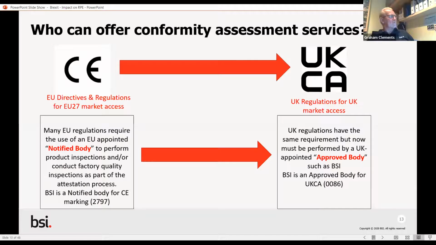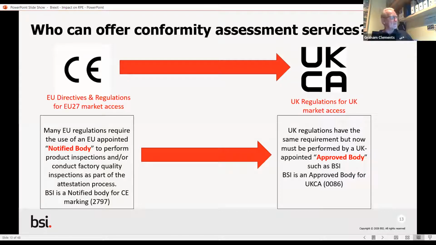So we've got the EU directives and regulations for the EU 27 for market access, put the CE on, and BSI is a notified body in Europe and other organisations as well. I'll just give BSI as an example, but other notified bodies are available. But there are a number of us where we have an international presence, so it's an international company, and within that international company they have a European notified body.